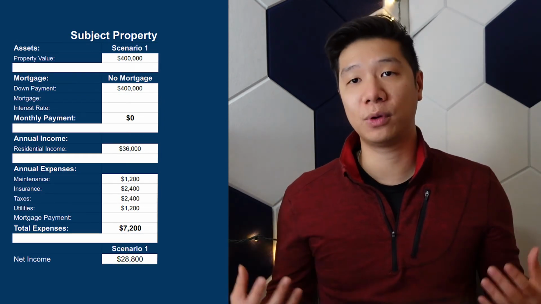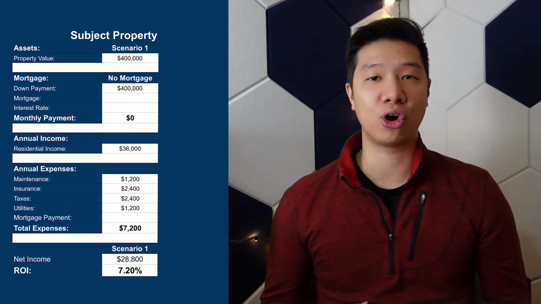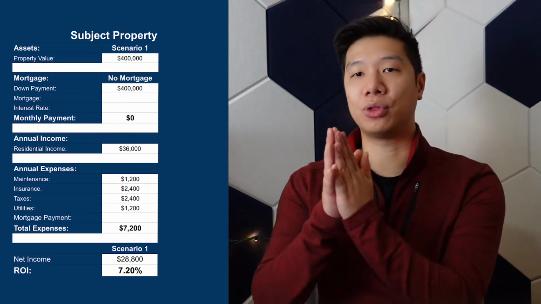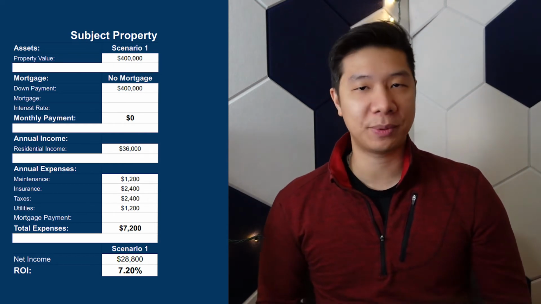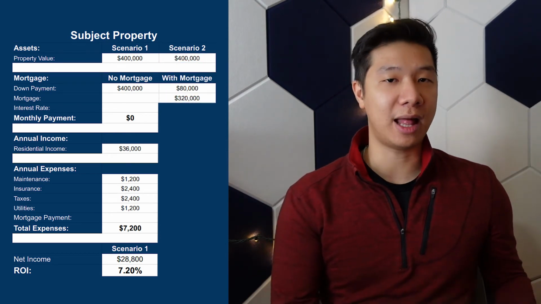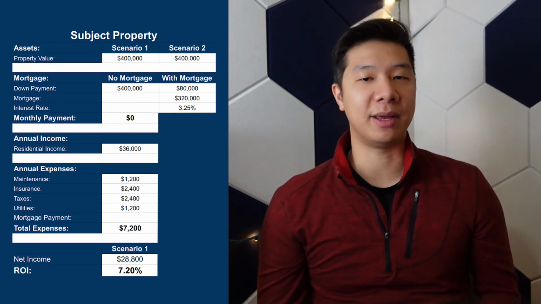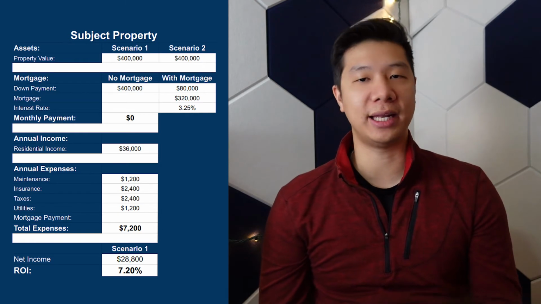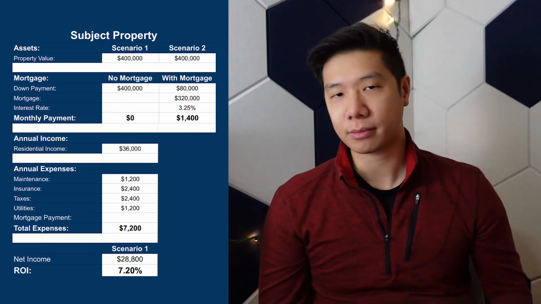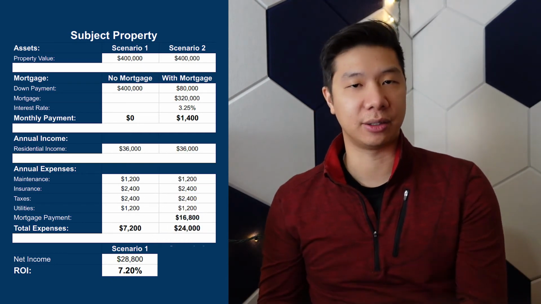Now, if you put down the full $400,000 for this property, that means you're making a 7.2% return on investment every single year. Now, let's do the same exact numbers, but this time with a mortgage on it. If you put 20% down, or $80,000, your mortgage will be $320,000. At a 3.25% interest rate, you're looking at a monthly payment of $1,392.66, which we can round up to $1,400. That makes our annual mortgage payment $16,800 a year.